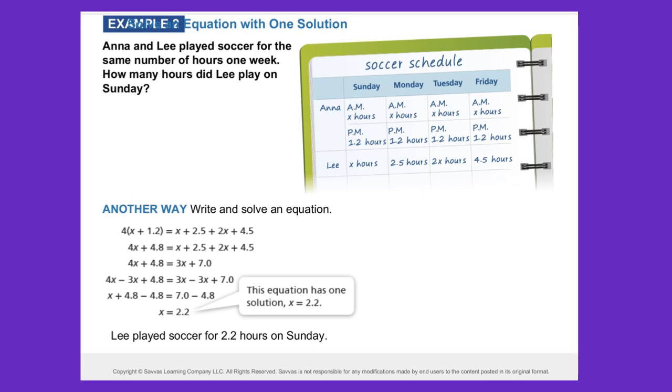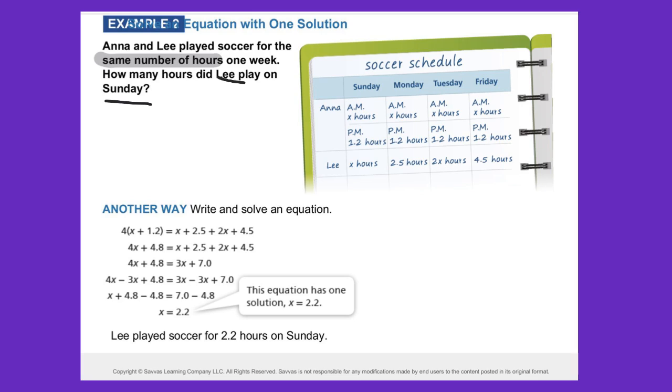This is example number 2 on page 109. It says Anna and Lee played soccer for the same number of hours one week, and we would like to know how many hours did Lee play on Sunday. So let's figure out how your book came up with their equation, because ultimately you also will be building the equations, so it's important for you to understand the process.